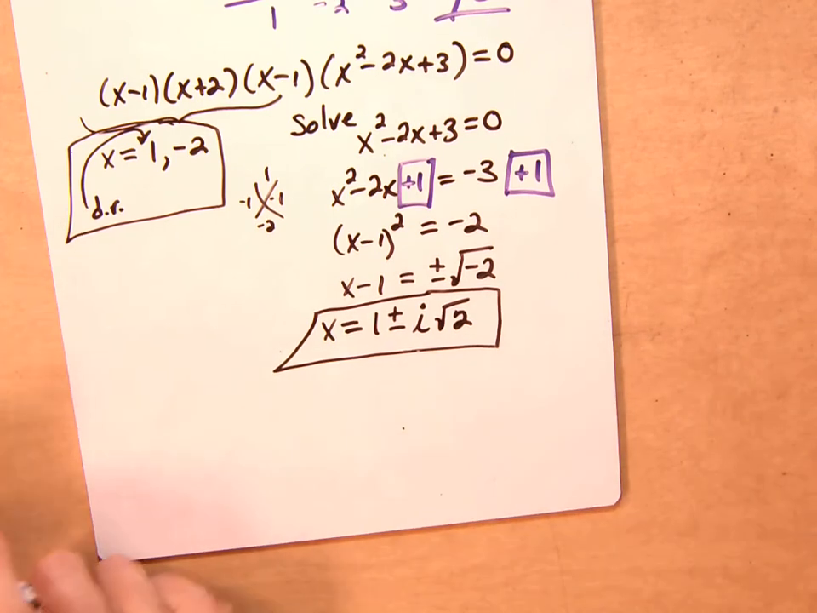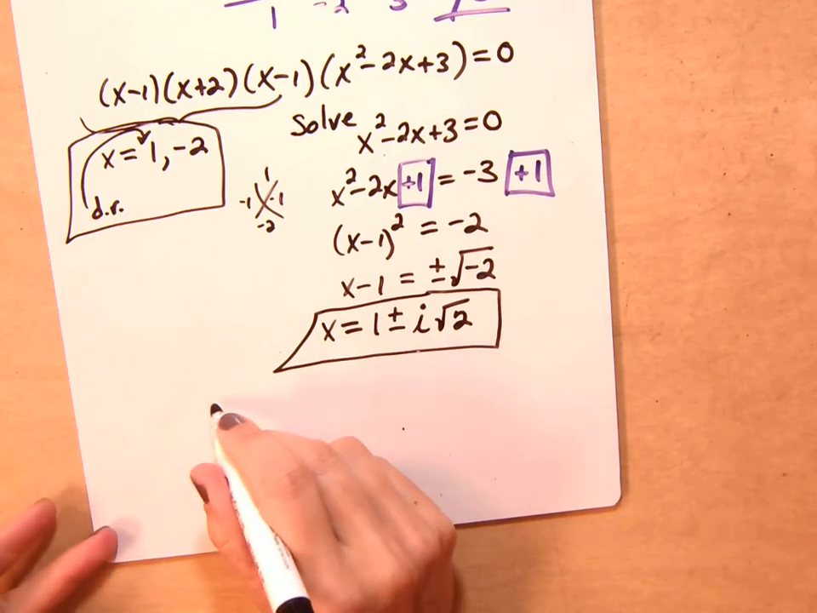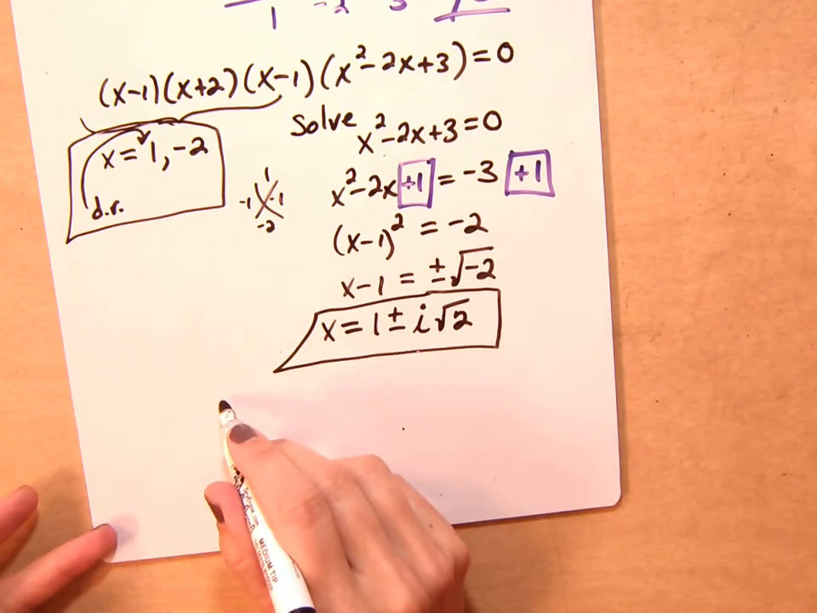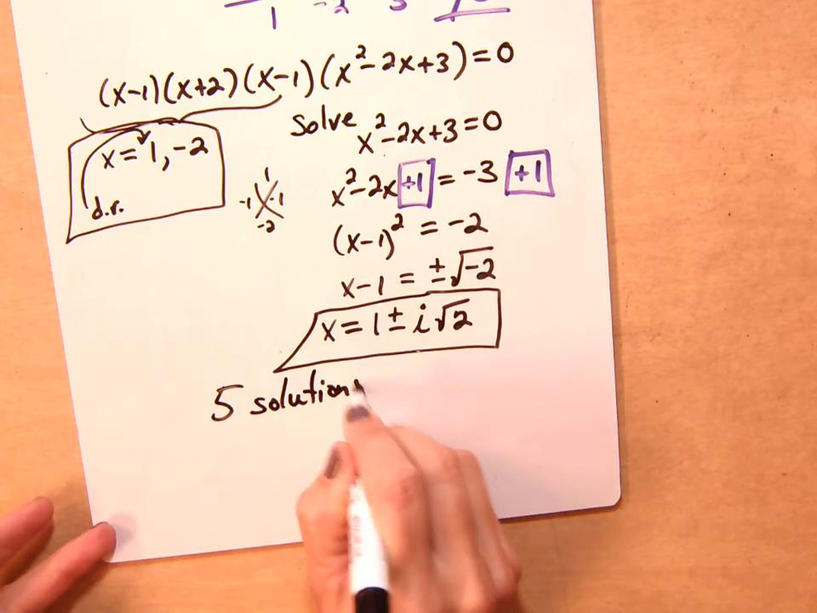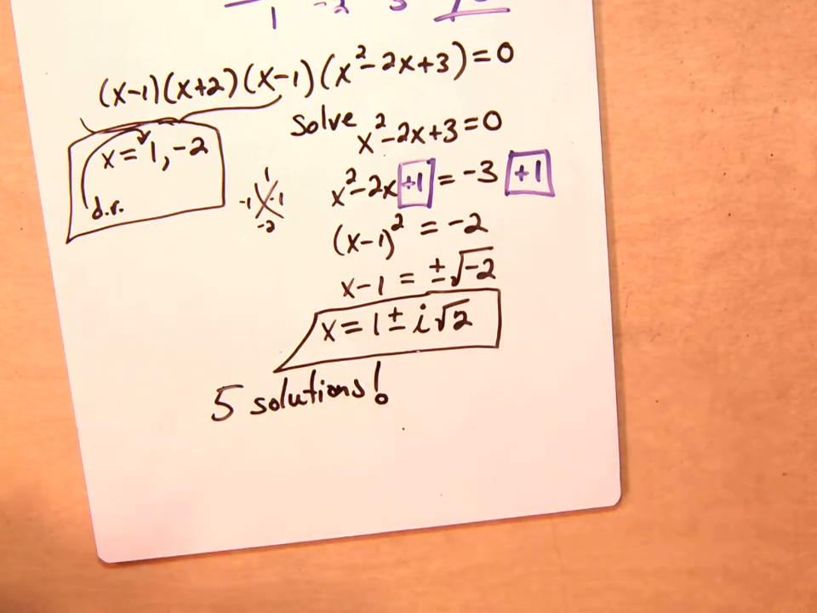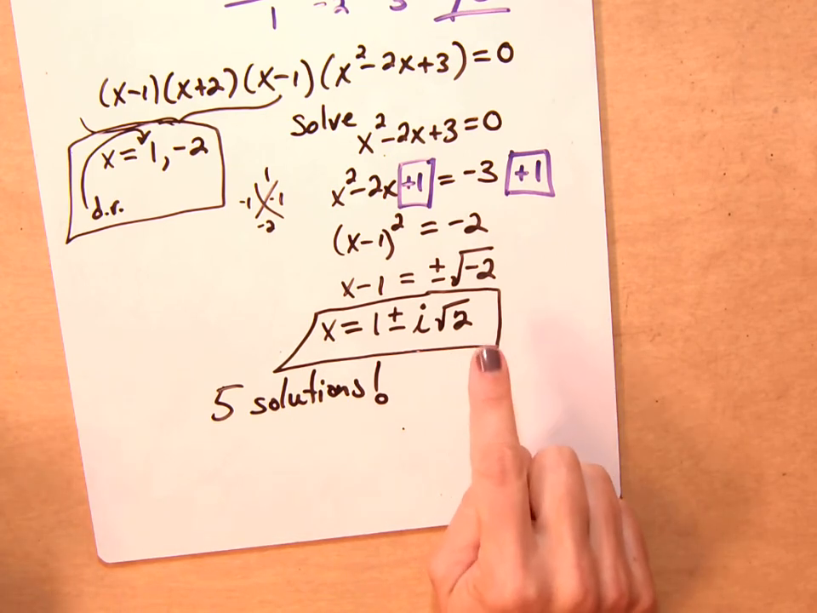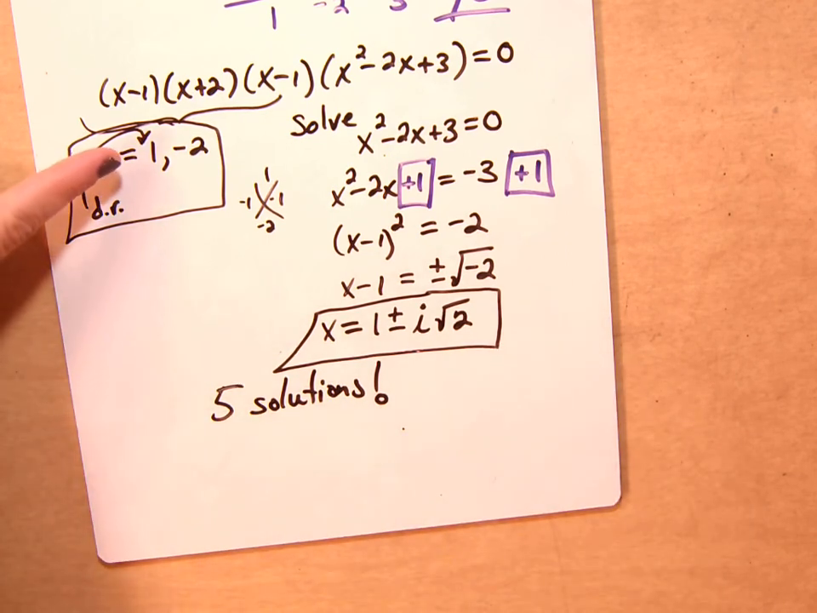So how many total solutions are there? Wait. It has to be 5. Yeah, good. The fundamental theorem of algebra says there are 5 solutions. So there's 2 right here. They're imaginary. 2 imaginary, and then 1 double root and 1 regular root. And that's 5 total solutions.